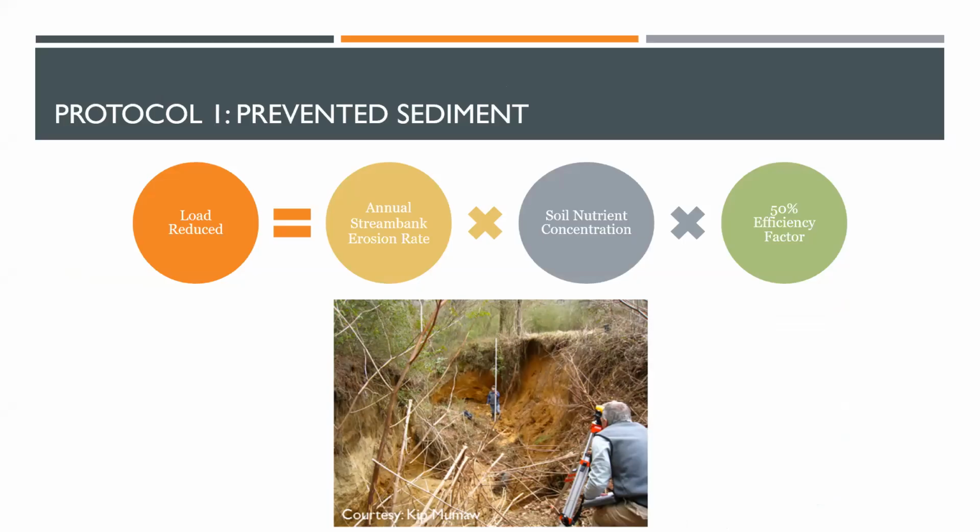You take that erosion rate, you can multiply it by the soil nutrient concentration of the soils, and then there was this 50% efficiency factor that basically said, you're estimating what your erosion rate is under the degraded condition, you restore your channel, but it's probably not going to eliminate 100% of all of those nutrients and sediments. These are dynamic systems. There's always going to be some movement in those systems. So to be conservative, as all expert panels are charged with being, they used a default 50% efficiency based on that erosion rate.